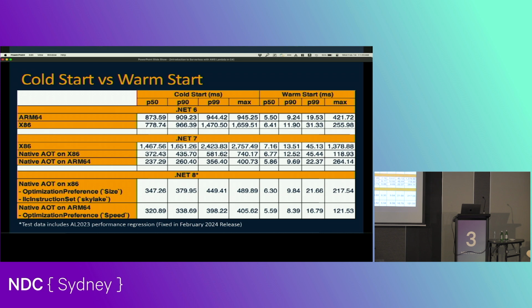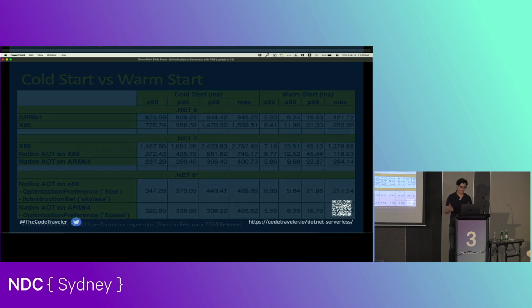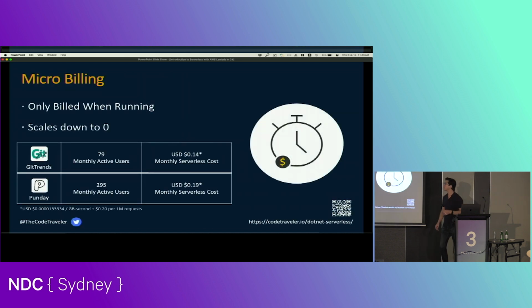But nowadays, with .NET 7, .NET 8, thanks to native AOT, we're seeing cold starts dropping down to about 300, 400 milliseconds. Does that really matter? Probably not, unless you're in that strange edge case where, like I said, you need that stock sale to happen right away. But all of this gets us to my favorite point, and it's what I like to call micro-billing.